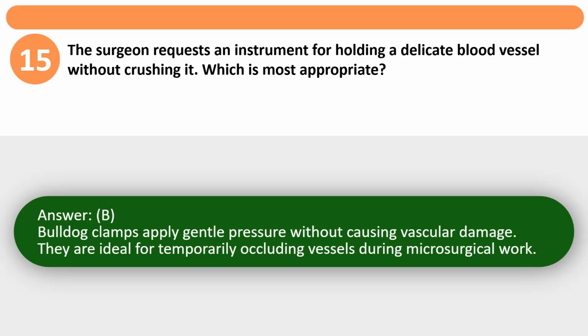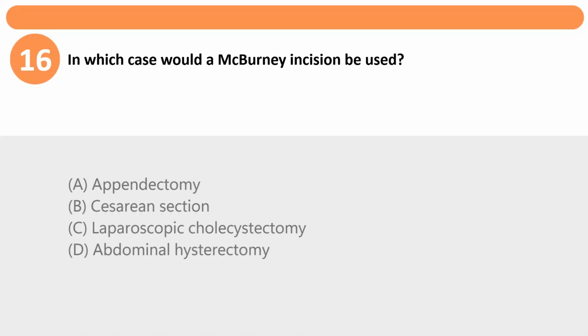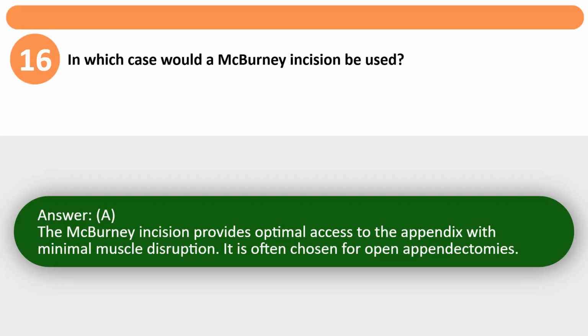They are ideal for temporarily occluding vessels during microsurgical work. In which case would a McBurney incision be used? A. Appendectomy. B. Caesarean section. C. Laparoscopic cholecystectomy. D. Abdominal hysterectomy. Answer, A. The McBurney incision provides optimal access to the appendix with minimal muscle disruption. It is often chosen for open appendectomies.